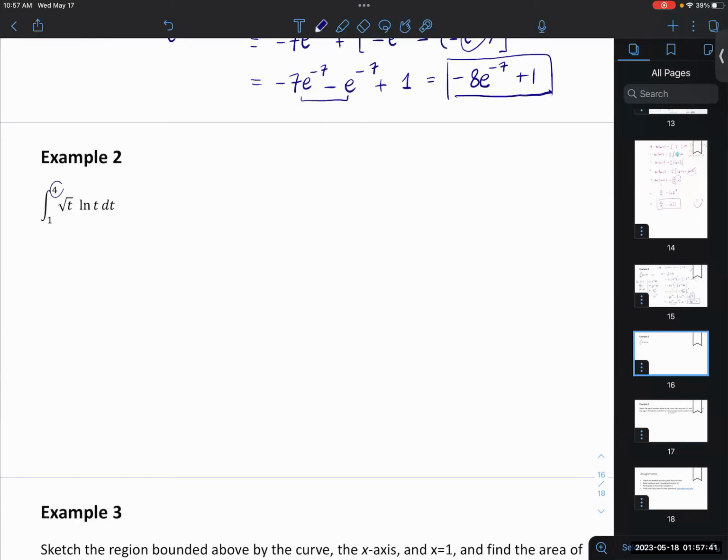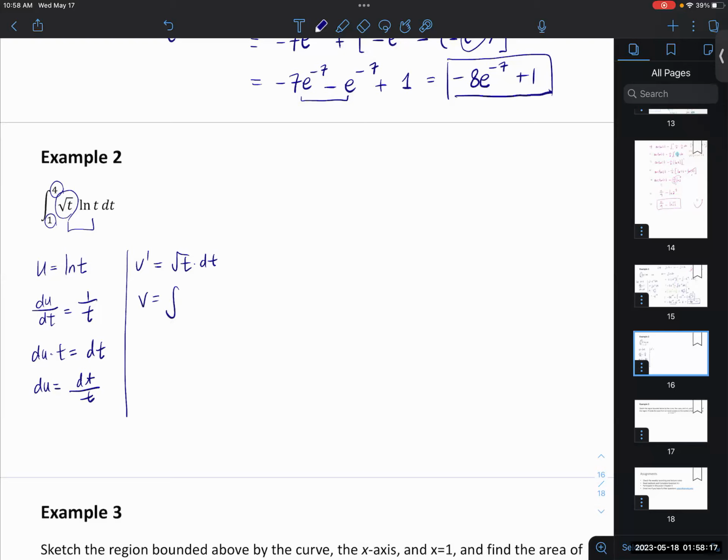This is a definite integral, so we know what to do. And then I see the multiplication of two functions. So log has a priority. So you say u equal to ln t. So du over dt is 1 over t, correct? So du equals dt over t. So you can find u and du. And then v prime here is radical t times dt. So you can take the integral to find v.